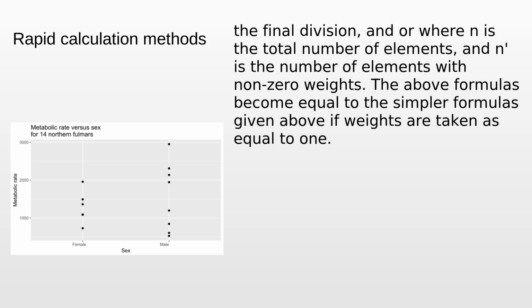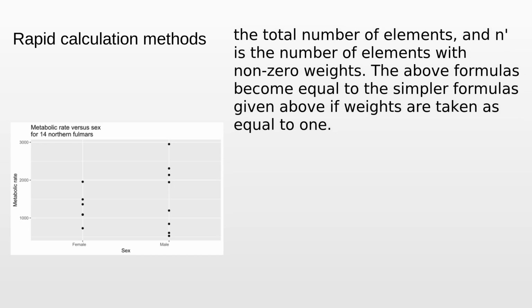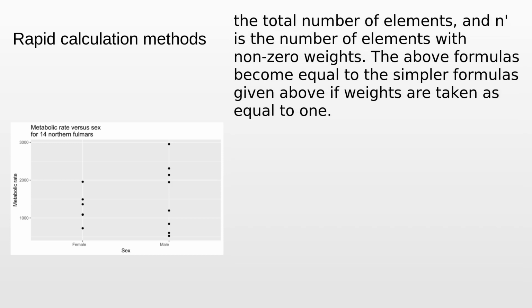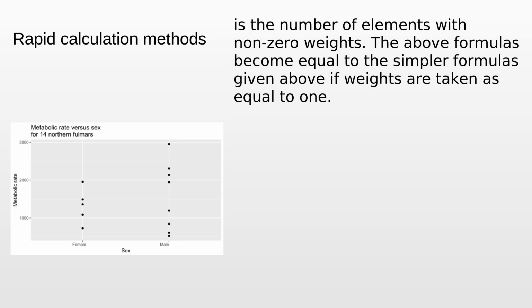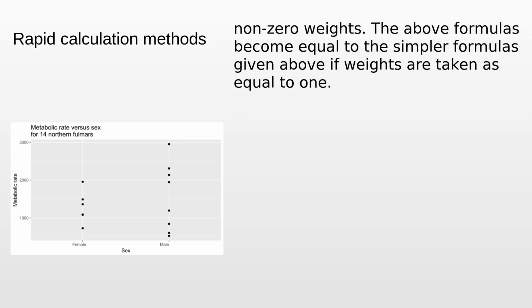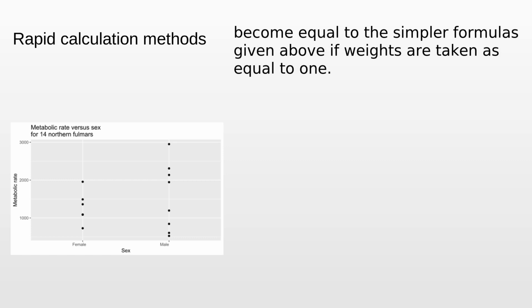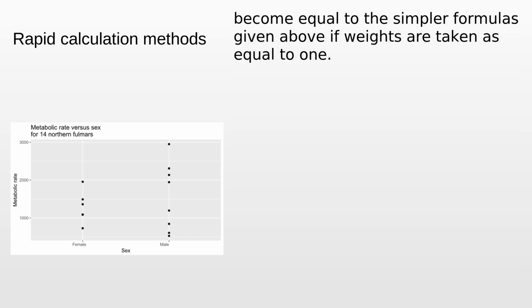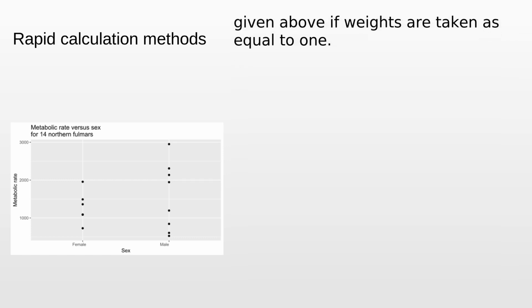In the final division, where n is the total number of elements, and n' is the number of elements with non-zero weights, the above formulas become equal to the simpler formulas given above if weights are taken as equal to 1. History.